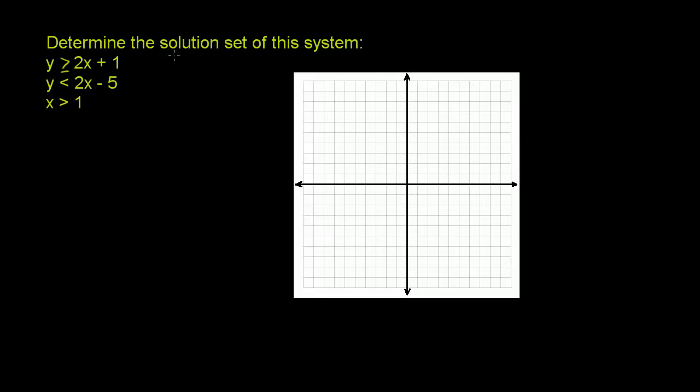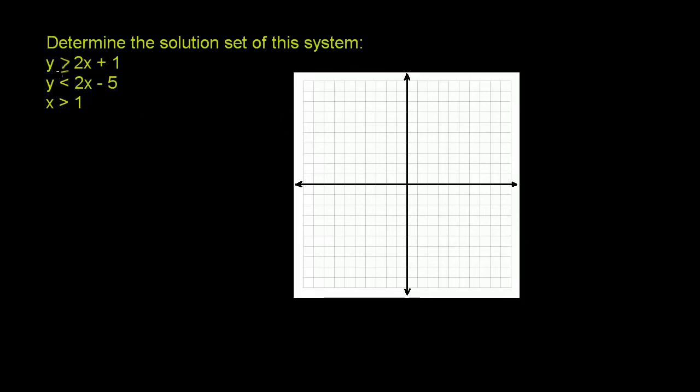We're asked to determine the solution set of this system. And we actually have three inequalities right here. A good place to start is just to graph the solution sets for each of these inequalities, and then see where they overlap. And that's the region of the xy coordinate plane that will satisfy all of them.